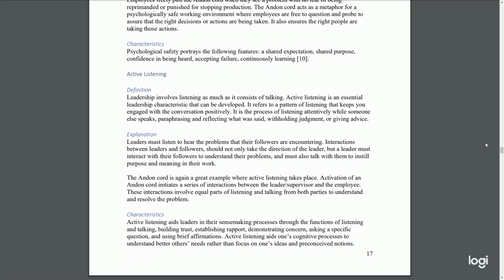Characteristics. Active listening aids leaders in their sense-making processes through the functions of listening and talking, building trust, establishing rapport, demonstrating concern, asking a specific question, and using brief affirmations. Active listening aids one's cognitive processes to understand better others' needs rather than focusing on one's ideas and perceived notions.